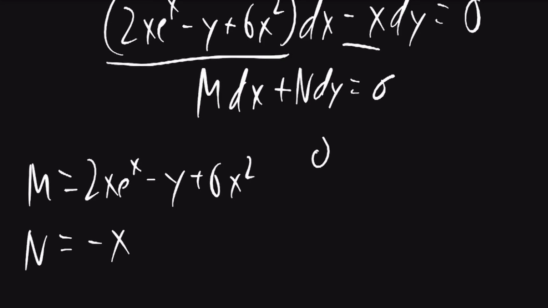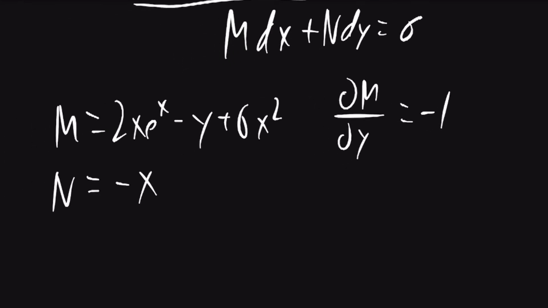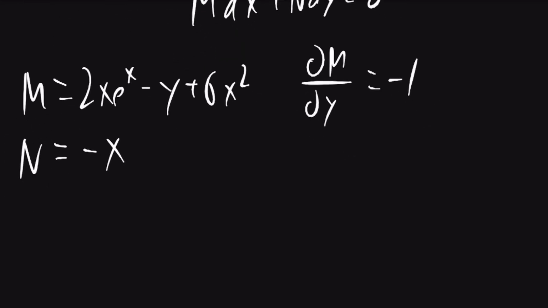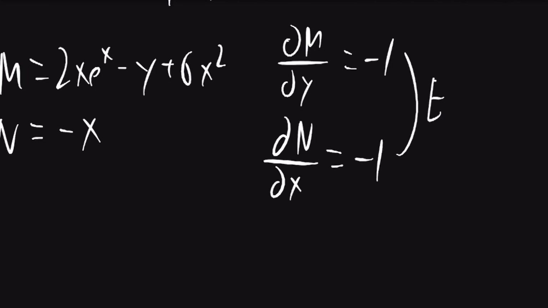I can now take the partial derivative of M with respect to y. This 2x e to the x term will be 0, and this 6x squared term will also be 0. So we're just going to take the derivative of negative y, which will be negative 1. We'll also take the partial derivative of N with respect to x, which will just be negative 1. Because these two values are the same, we know that the equation is exact.